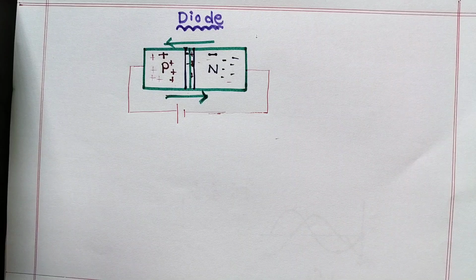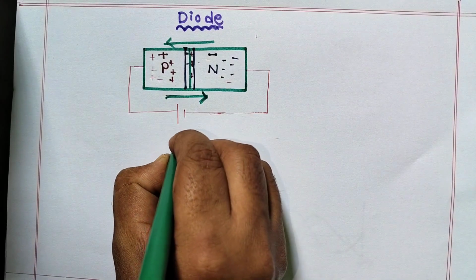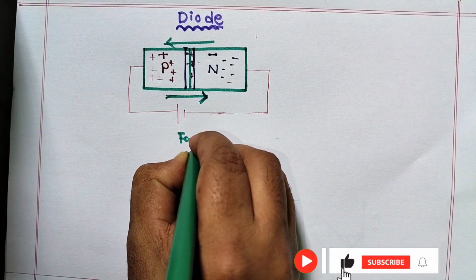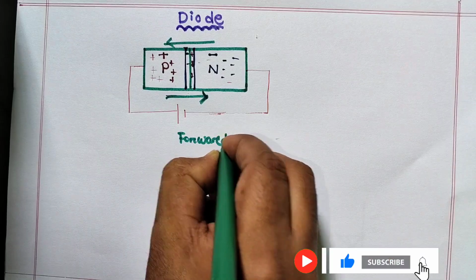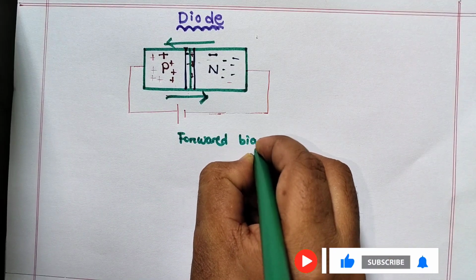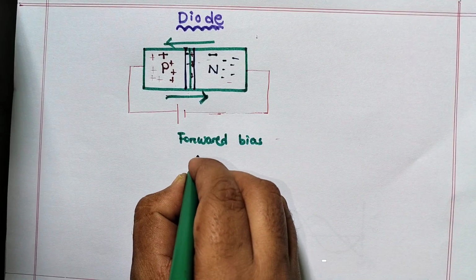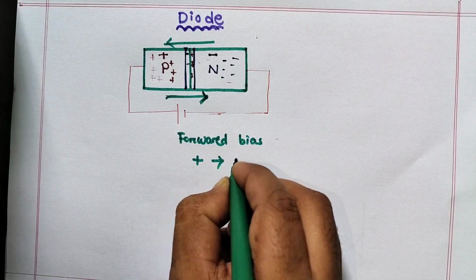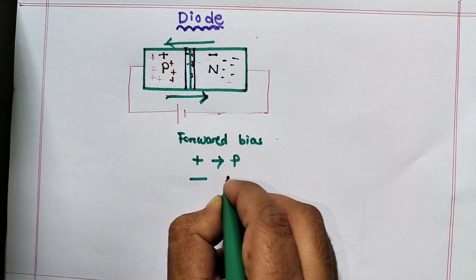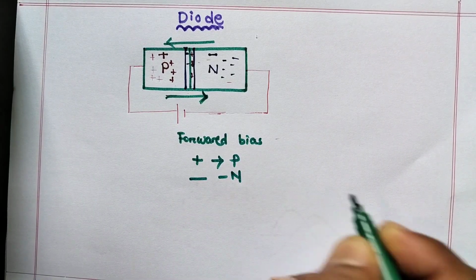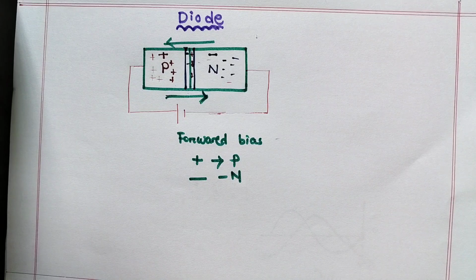What is forward bias? Forward bias means if the positive is connected to P and the negative to the N side of the diode, then it is called forward bias.